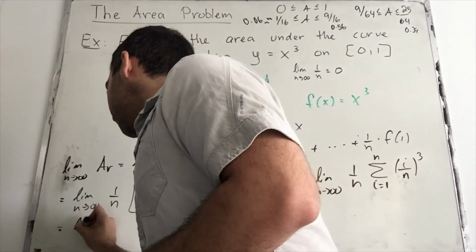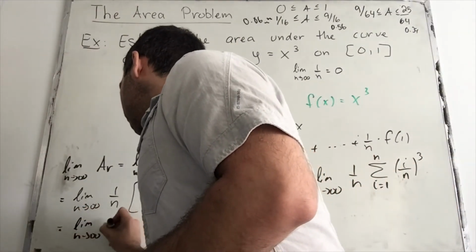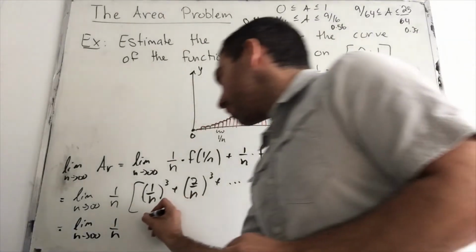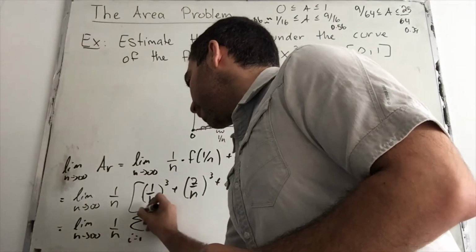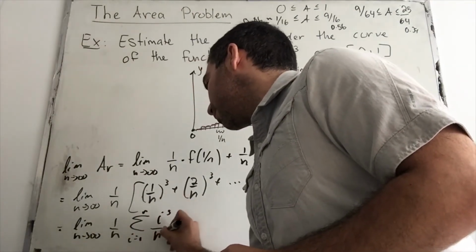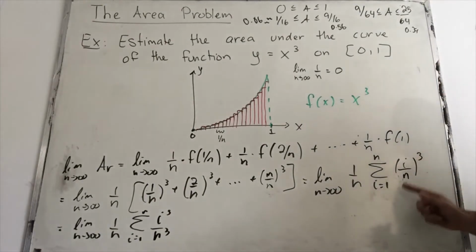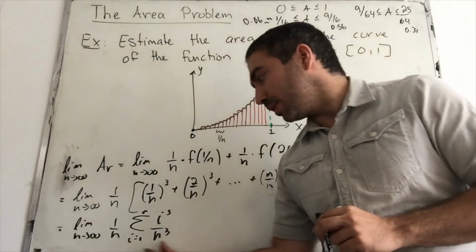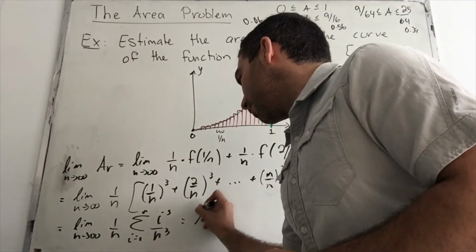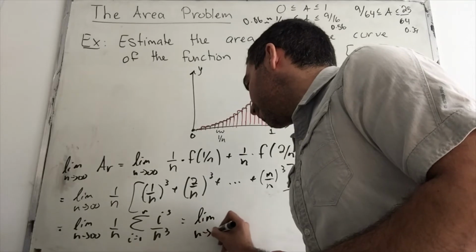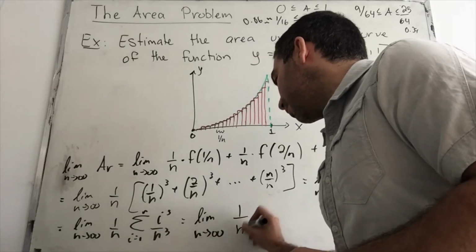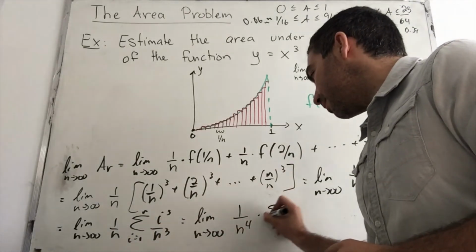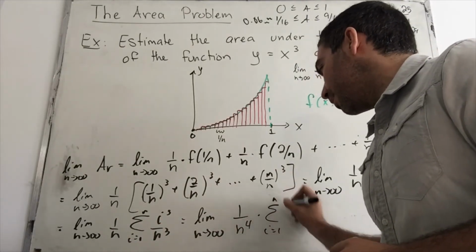We could write this as the limit as n goes to infinity, 1 over n, and here we could cube the i and the n individually. So we have the sum from i equals 1 to n of i cubed over n cubed, right? So we cube each one individually. And since the sum only depends on i, we could remove the n, treat it as a constant. So we're going to pull the n cubed out, giving us the limit as n goes to infinity of 1 over n to the 4, because the cube combines with the n here. So we have 1 over n to the 4 times the sum i equals 1 to n of i cubed.